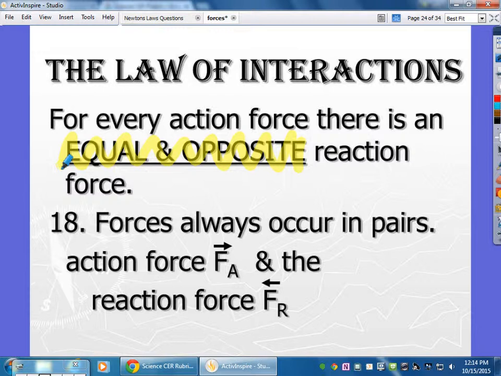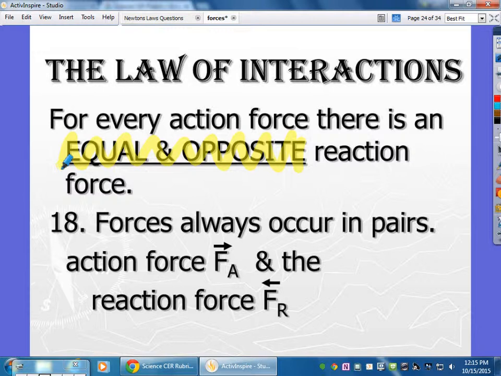For every action force, remember force is a vector, so for every action force there is an equal, that's a magnitude, equal in magnitude, so the same size, and opposite in direction. Equal in magnitude, opposite in direction. Magnitude and direction, because it's a vector, equal and opposite. Everybody got that? Equal and opposite. Let's all say it together. Equal and opposite. One more time, everybody. Equal and opposite. Y'all got it?